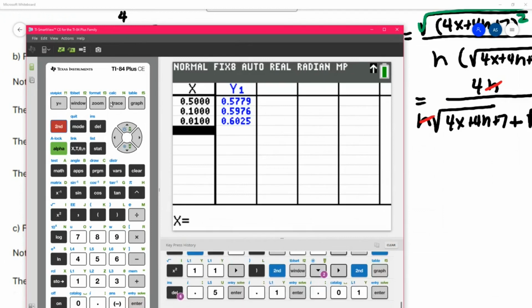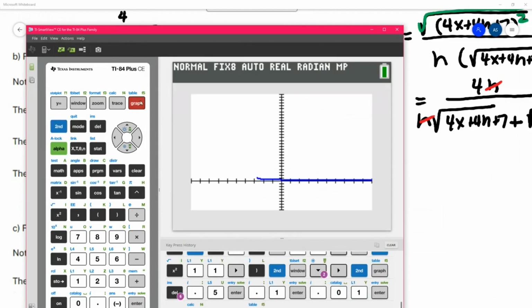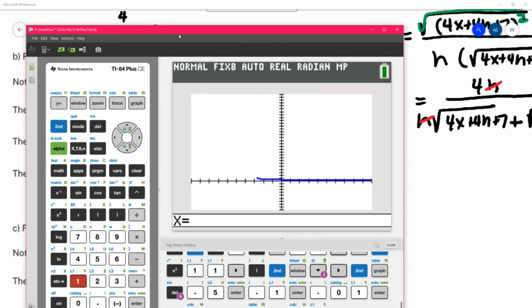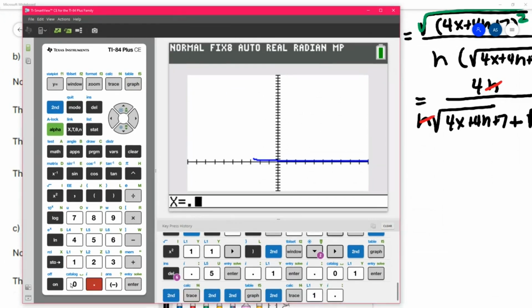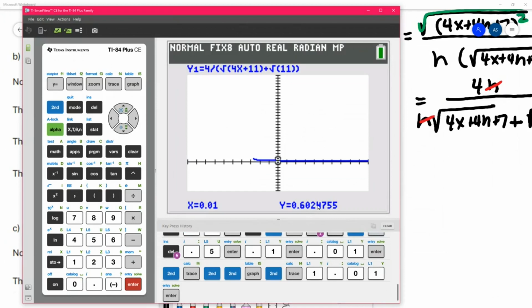So I'm going to go to the graph first. And then in the calc menu, I'm going to use second calc number 1 value, and I'm going to let x be 0.01. And this is going to give me all of the decimal places, so I'm not doing this double rounding, which caused a mistake. So we've got 0.602 instead of 0.603.